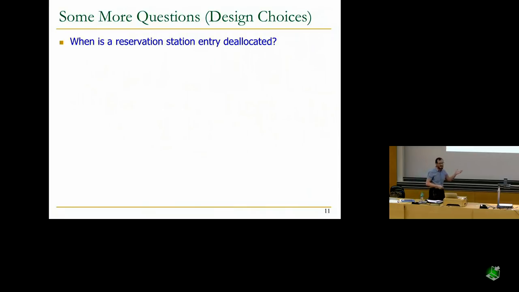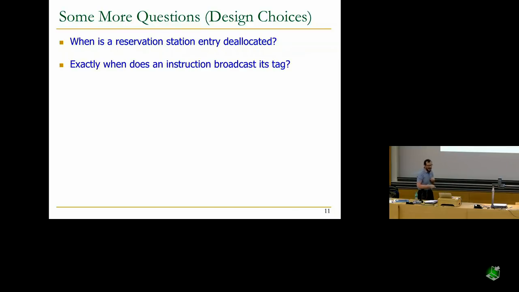So when is a reservation station entry deallocated? Basically, when an instruction finishes execution. If it's done with all of its results, if it's written, everybody has received the tag and the value, then it can be deallocated in a machine with imprecise exceptions. We're still talking about a machine that doesn't have precise exceptions. We're going to augment this machine soon with precise exceptions, but conceptually, it'll be very simple.